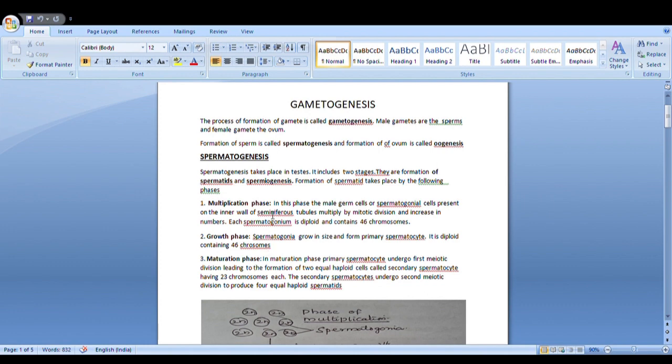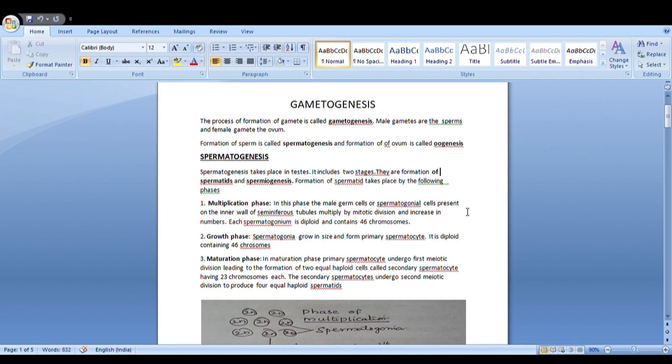In multiplication phase, the male germ cells or spermatogonial cells present on the inner wall of seminiferous tubules multiply by mitotic division and increase in numbers. Each spermatogonium is diploid and contains 46 chromosomes. So in the multiplication phase, the spermatogonial cells undergo repeated mitotic division to produce large number of spermatogonial cells. All these cells are diploid containing 46 chromosomes.